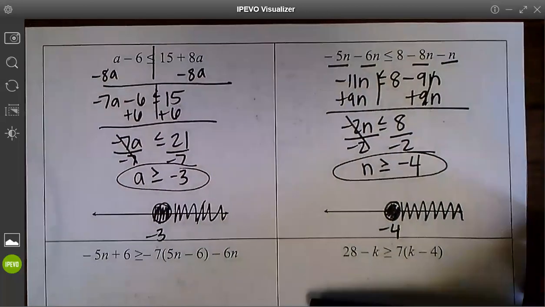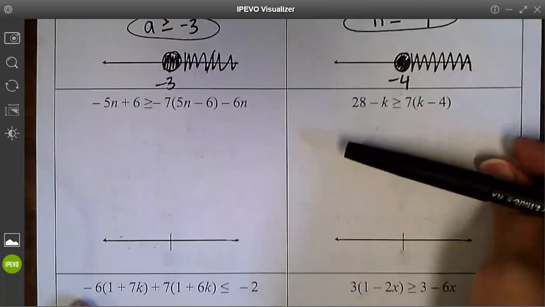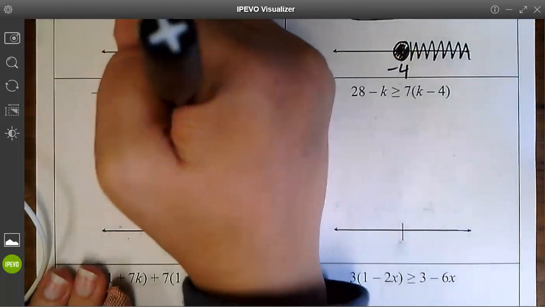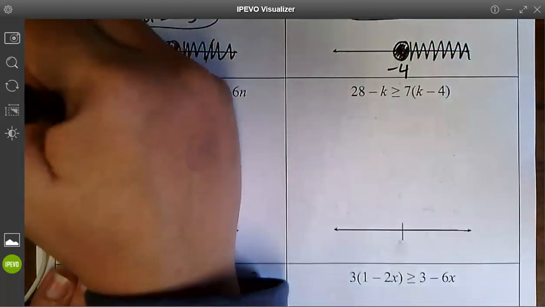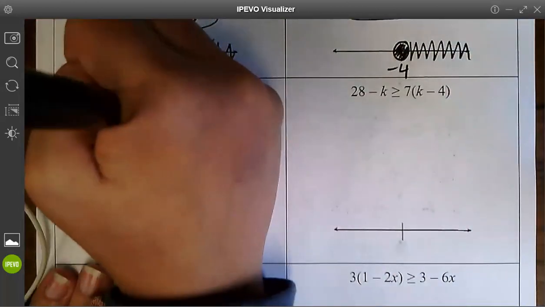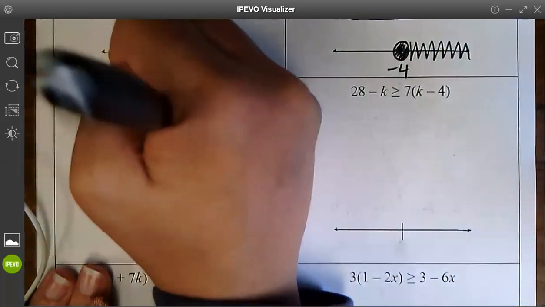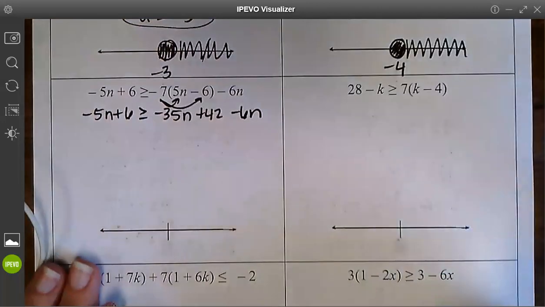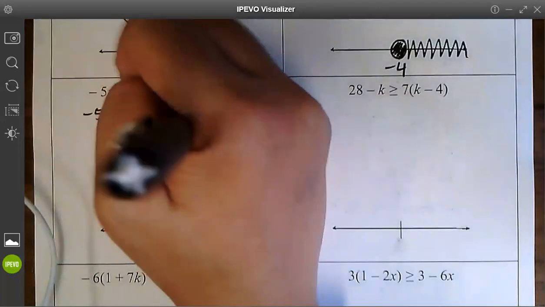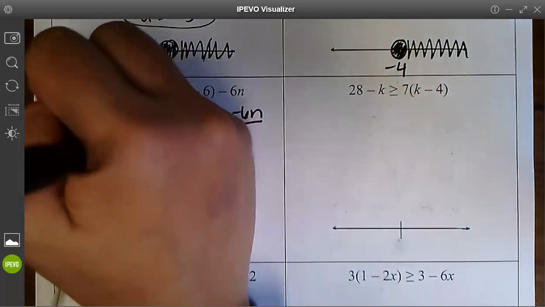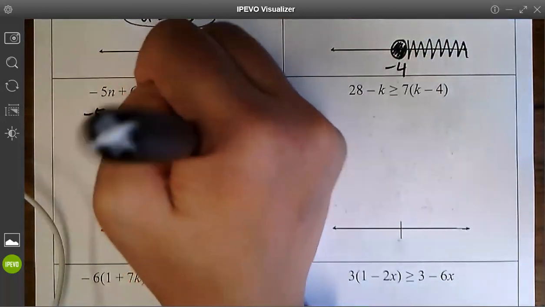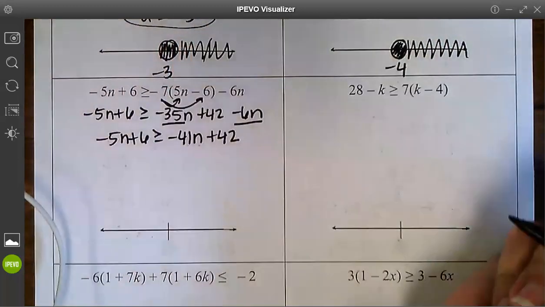Just a few more. Negative 5n plus 6 is greater than or equal to negative 7 times 5n minus 6n. I'm going to distribute. So I have negative 5n plus 6 is greater than or equal to negative 35n plus 42 minus 6n. Combine my like terms. Negative 5n plus 6 is greater than or equal to negative 41n plus 42.